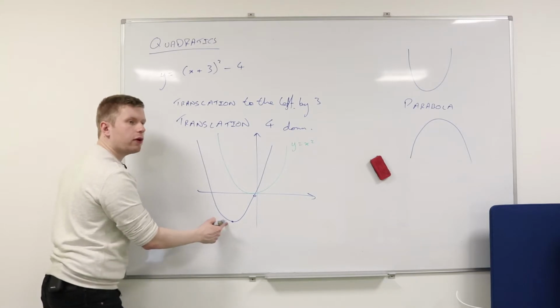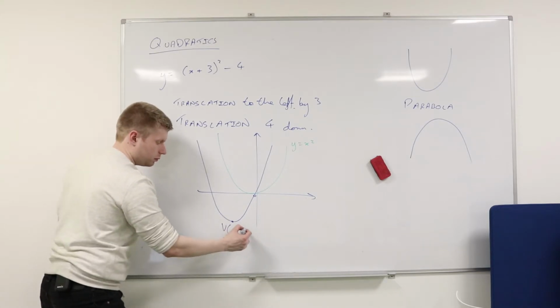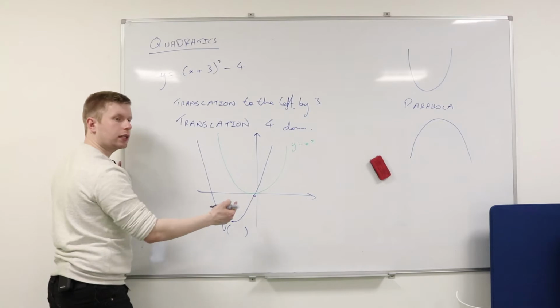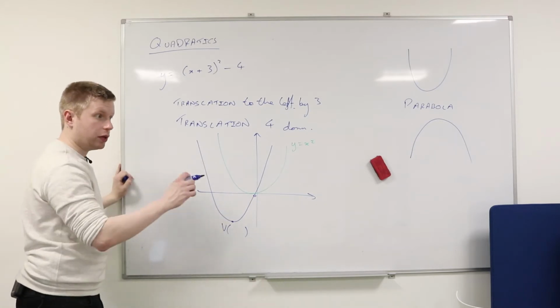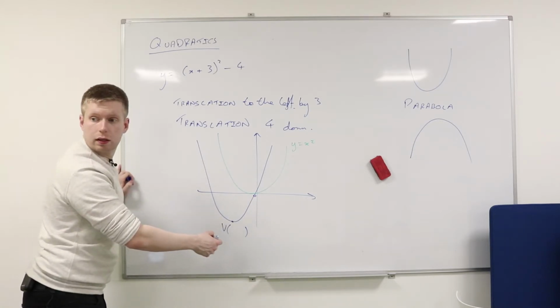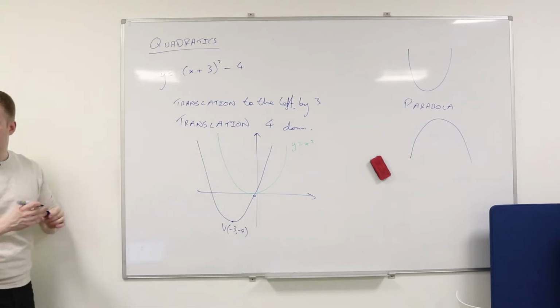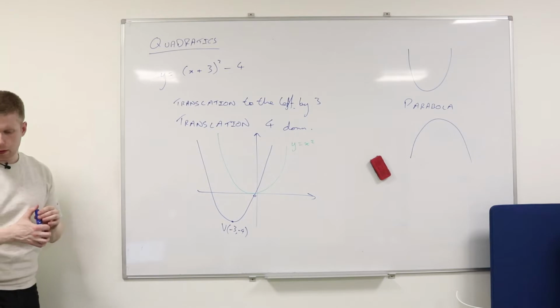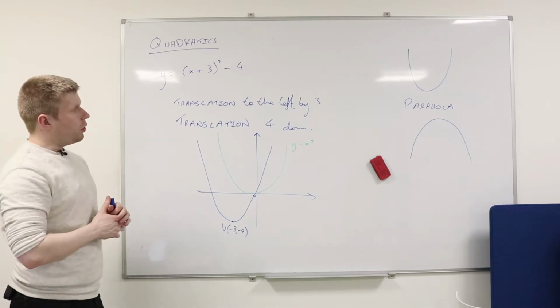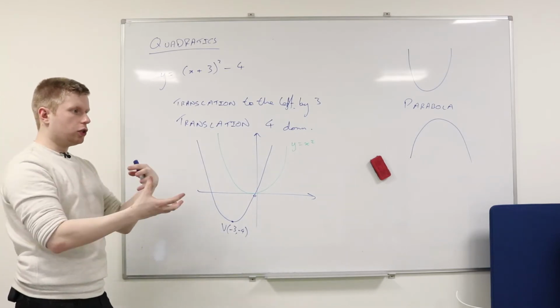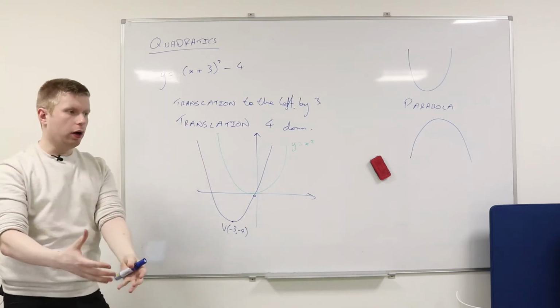What are the coordinates of that vertex then? The coordinates of the vertex of my y equals x squared graph were 0, 0. What are my coordinates here? Does that make sense? Yeah? Good. Excellent. So hopefully that's given you a bit of an introduction to how the parabola works.